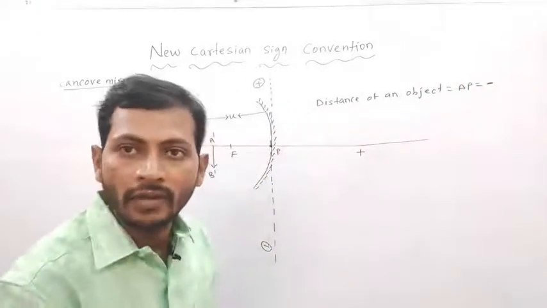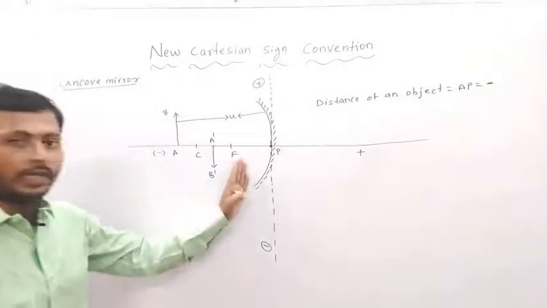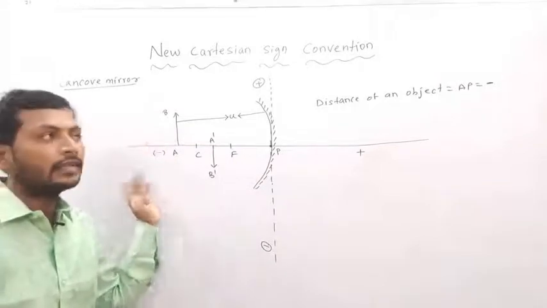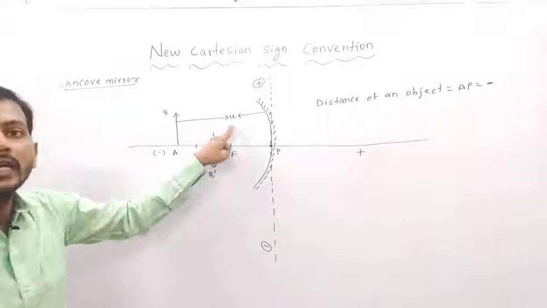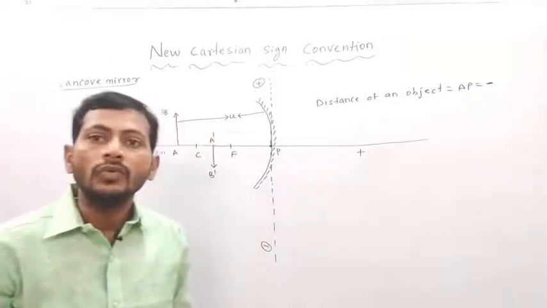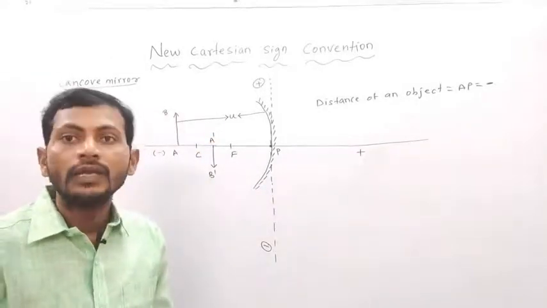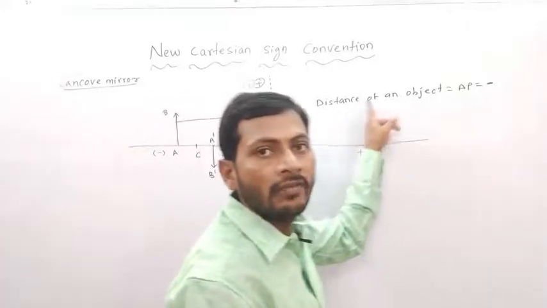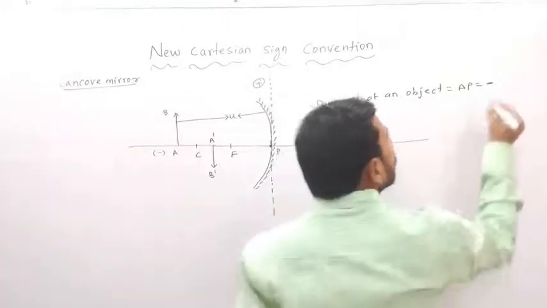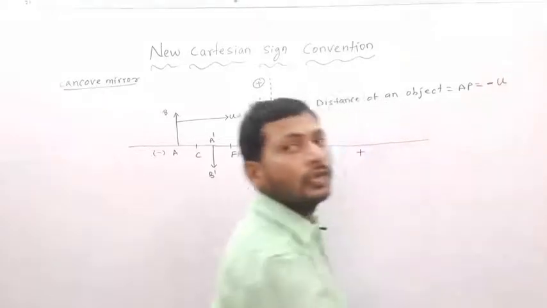Did you understand, children, why I kept minus? Because the object is on the left side. That's why I kept minus here. Generally the distance of the object is represented by the letter small u. So the distance of an object equals minus u.